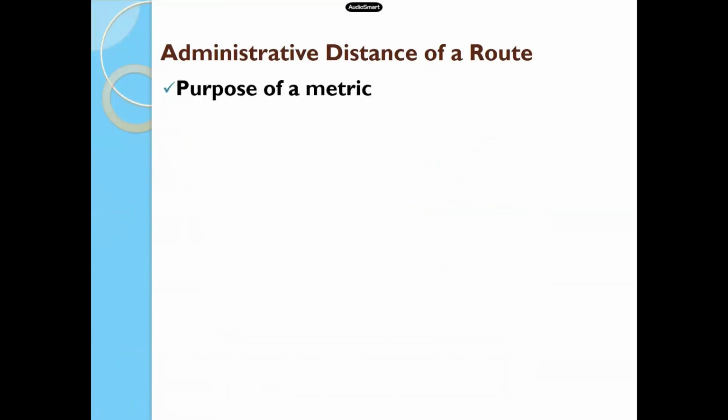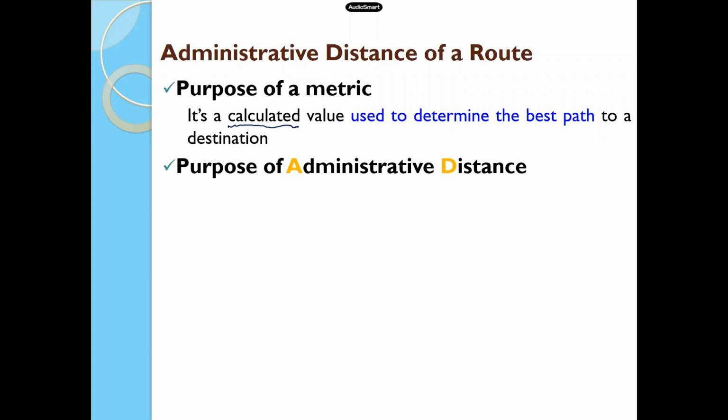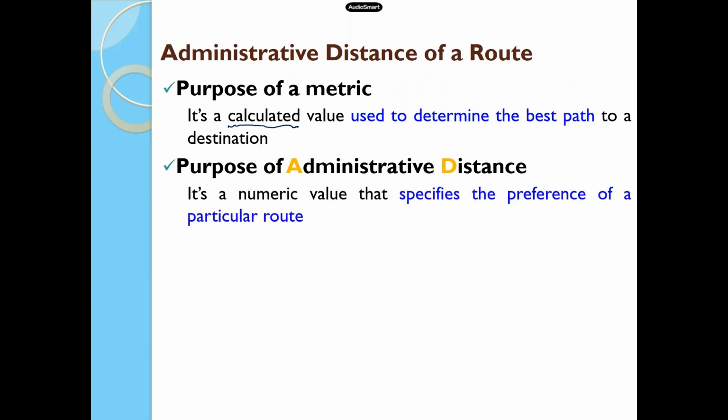All right, administrative distance, why it's needed? It's a calculated value used to determine the best path to a destination. So it is a calculated value. We will not go into the math behind it. We'll just take the value because in Packet Tracer, or the default for so many routing protocols, the default is there. So what is the purpose? It's a numeric value that specifies the preference of a particular route.